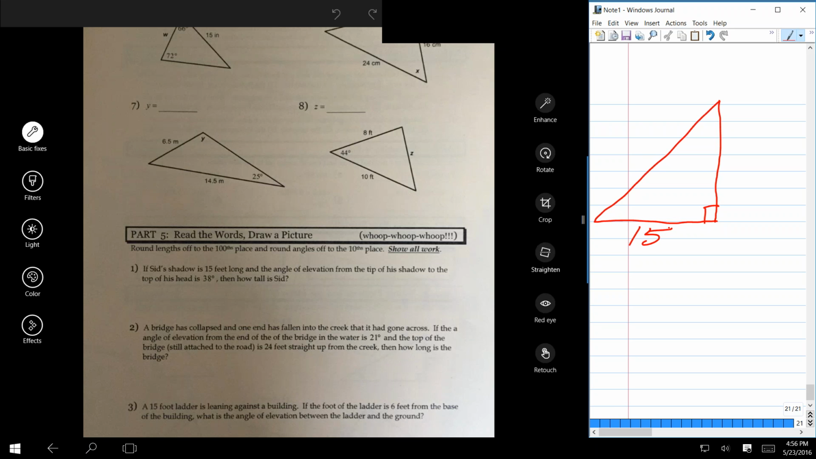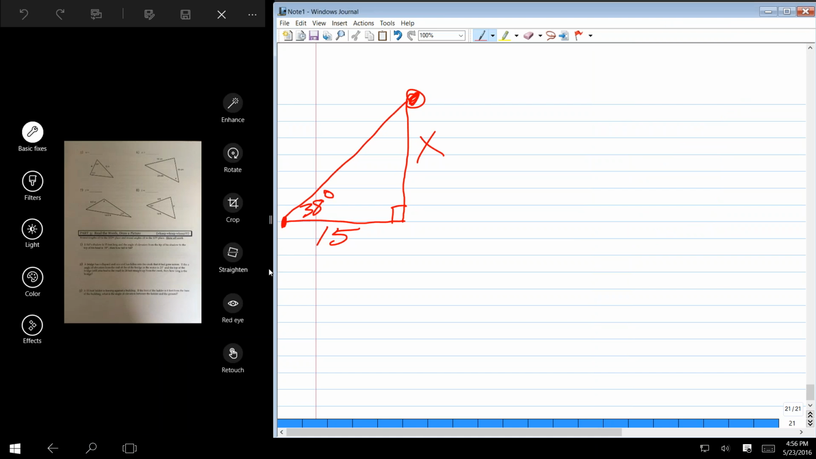All right. Angle of elevation from the tip of his shadow to the top of his head is 38 degrees. So which angle are they talking about? The bottom one? Bottom left. Yeah. That's 38 degrees. There's the tip of his shadow. There's the top of his head. So that angle is 38 degrees. Then how tall is psi? Well, now we have that problem to solve.